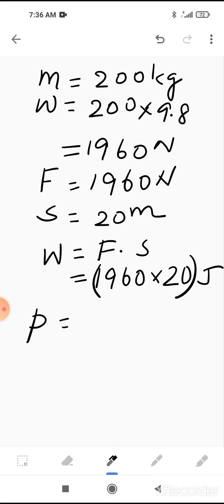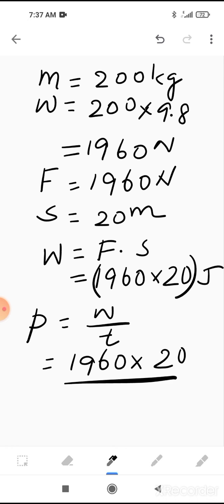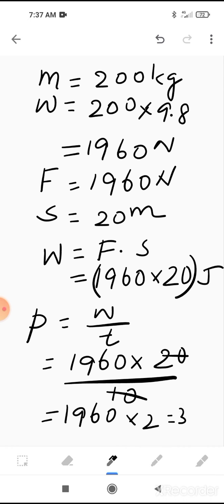Then power is equal to work upon time. Work is 1960 into 20 upon time, which is given as 10 seconds. So you will get the answer as 1960 into 2, that is equal to 3920 watt. This is the power.